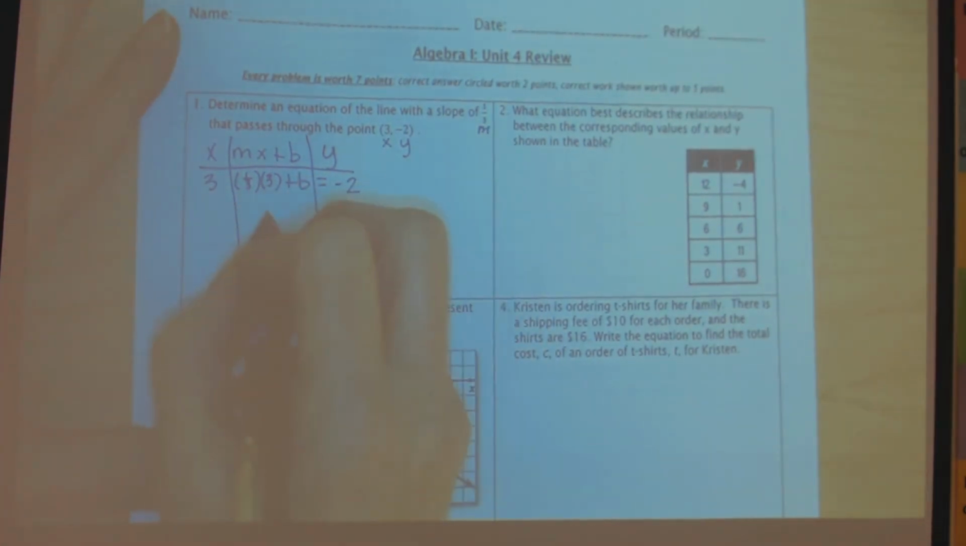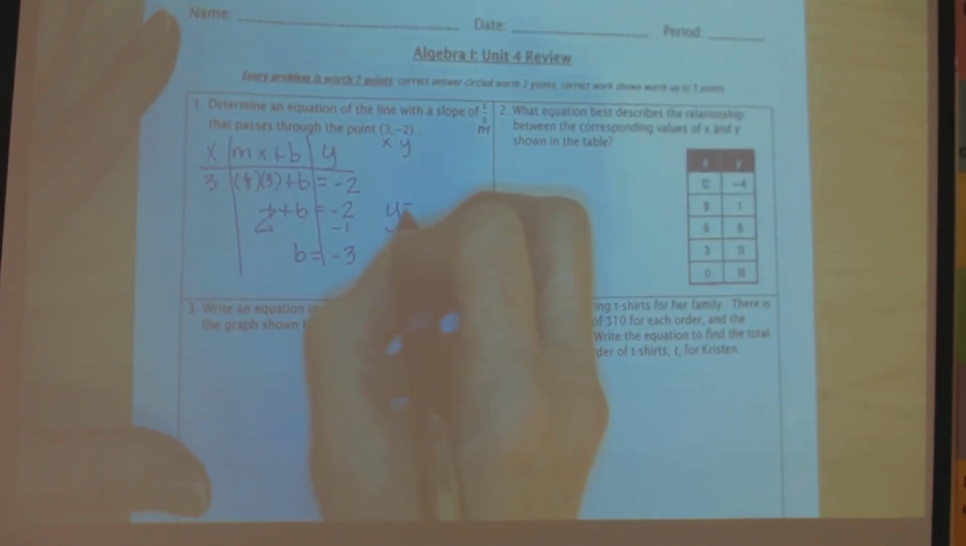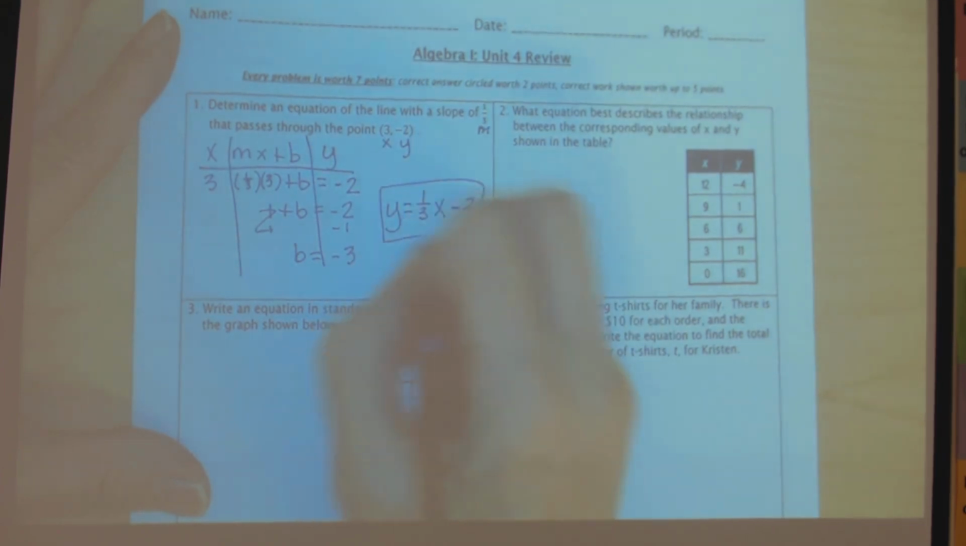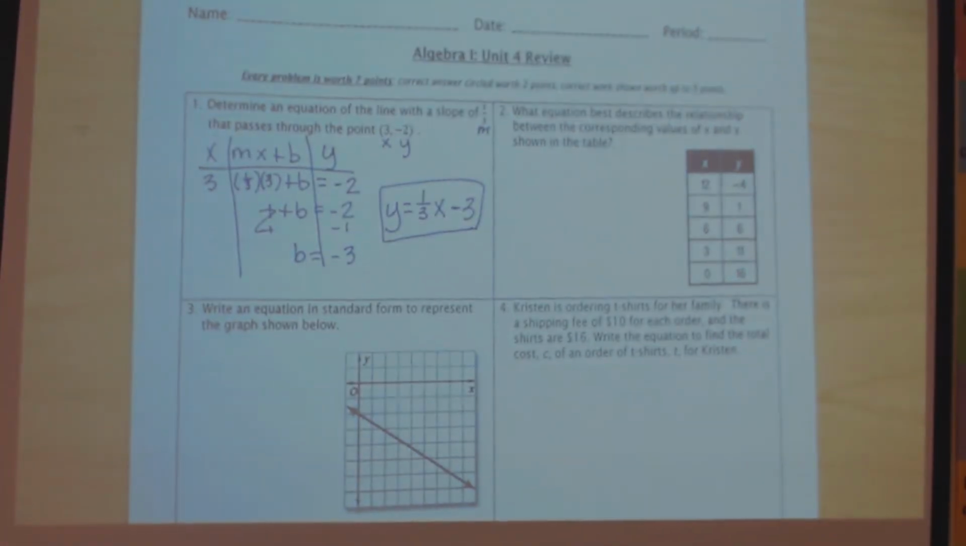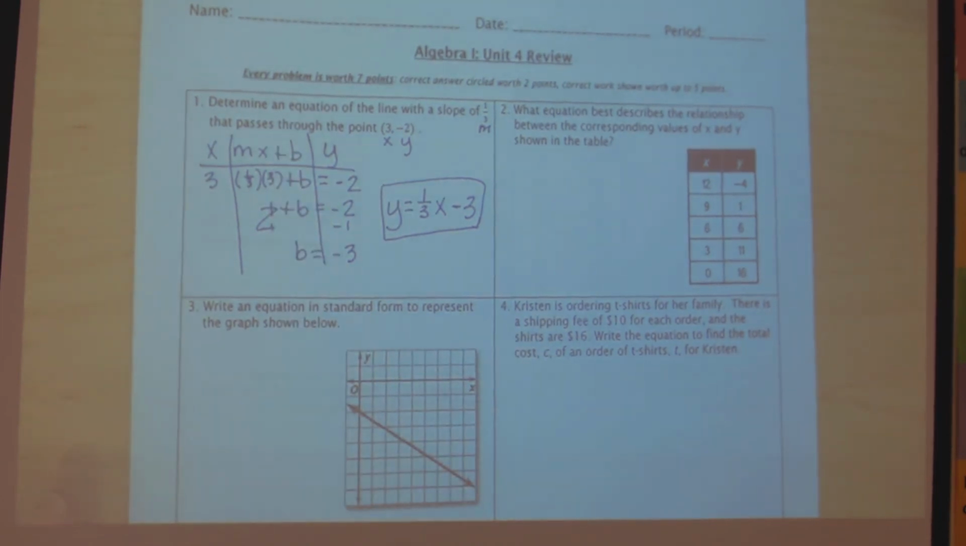So 1/3 times 3 is 1. Subtract 1 from both sides, and we end up with b being -3. So our equation becomes y equals m, which is 1/3, x plus b, which is a -3. So anytime you are given a point and a slope, you can either use the point slope formula and solve for y, which we will do in a later example, or you can use the table here.